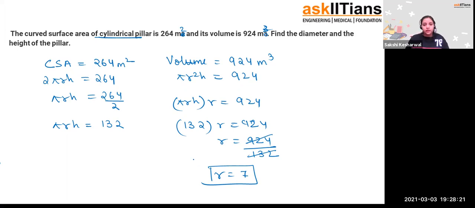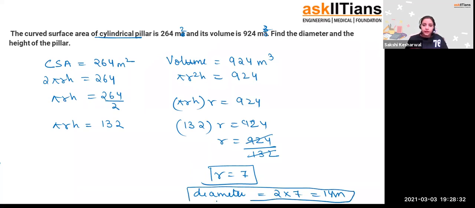So the diameter will be equal to how much? Diameter is equal to how much, beta? 2 times 7, which is equal to what? 14 meter. This is your first answer. Now you have to find the height. So you can find the height by putting any of the answers.